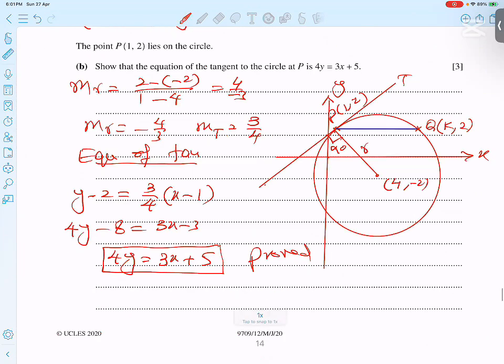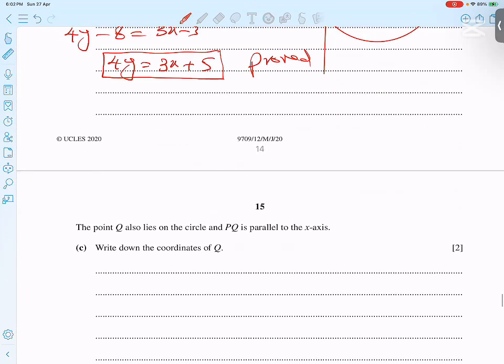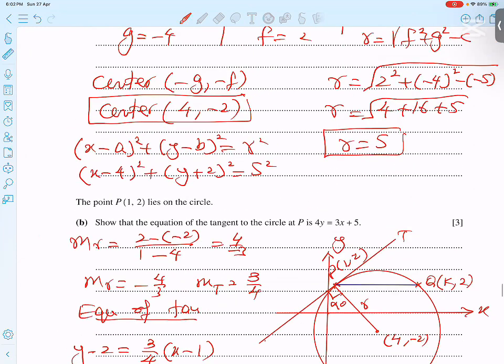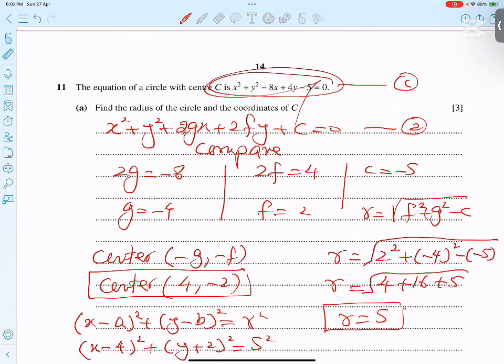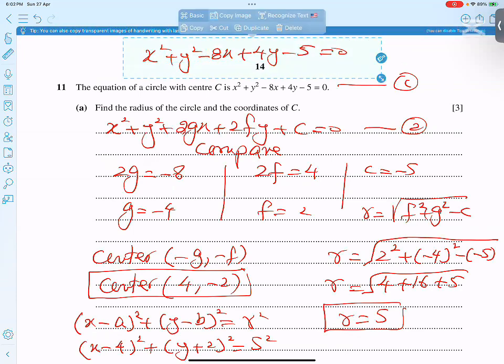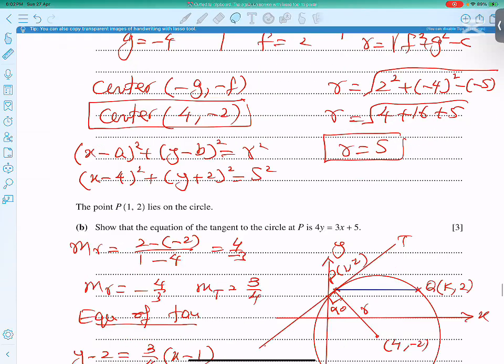What is being asked, students? Find out the Q coordinate. Very interesting: we already have the equation of the circle available on top. Use this one or that one, no problem. So I take the equation x squared plus y squared minus 8x plus 4y minus 5 equals 0.